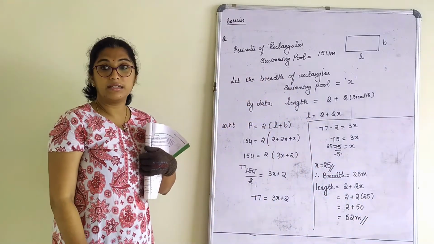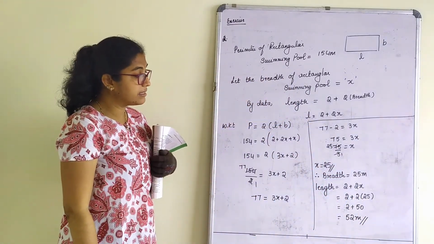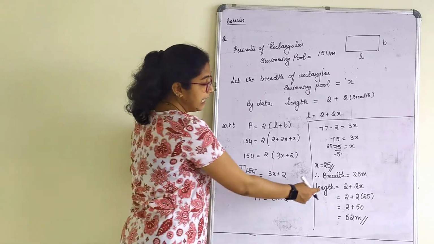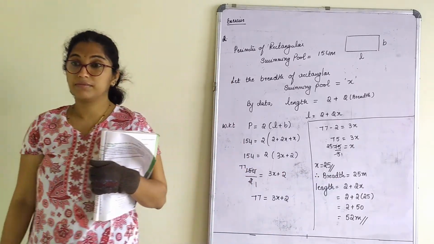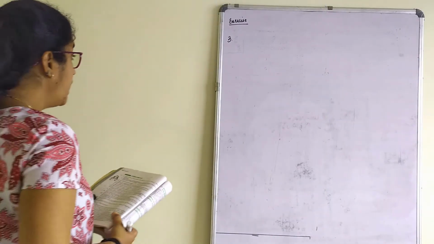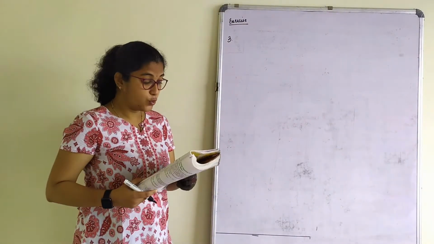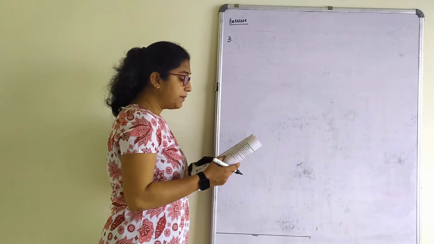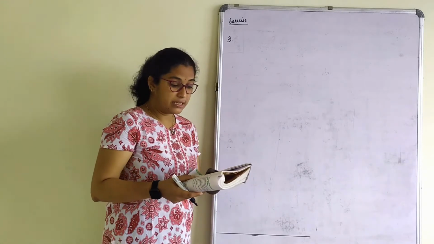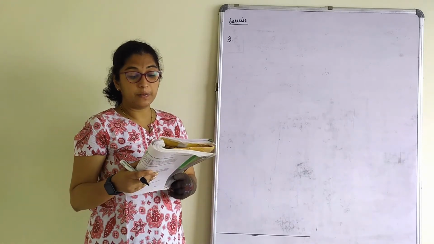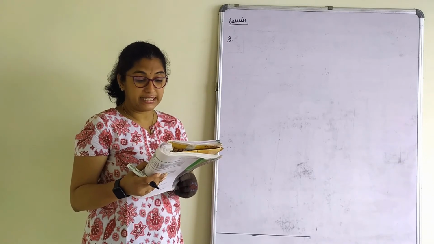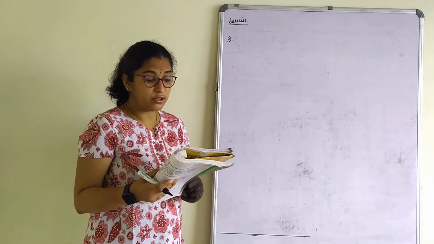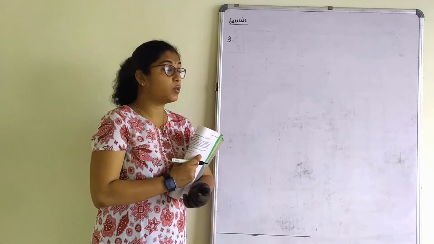So this is the length of a rectangle, and this is the breadth of a rectangle. Copy this down. Third one and the last one for today's class. The base of an isosceles triangle is 4 by 3 centimeter. The perimeter of the triangle is 4 by 15 centimeter. What is the length of either of the remaining equal sides?